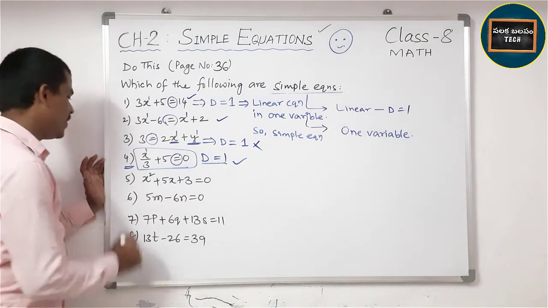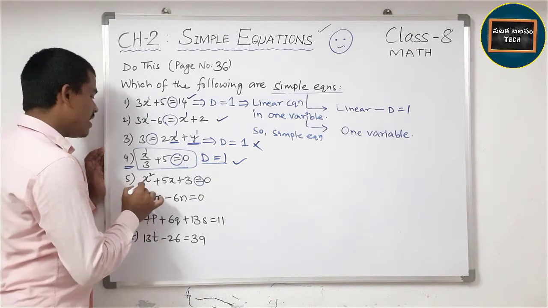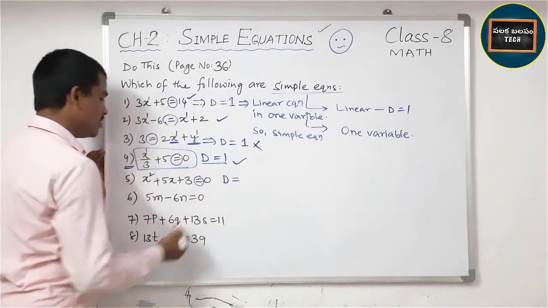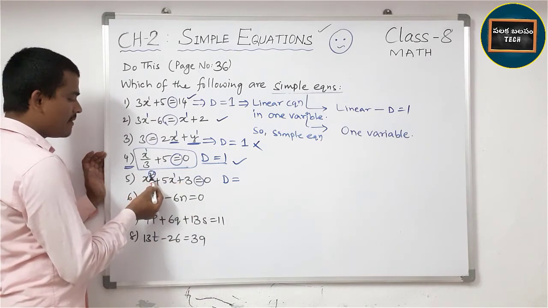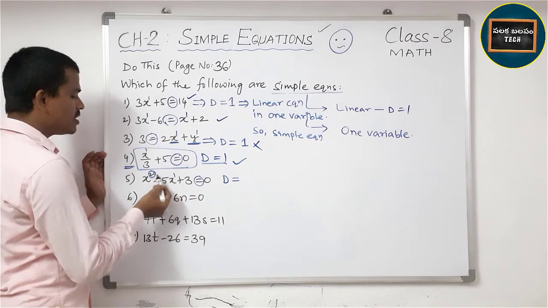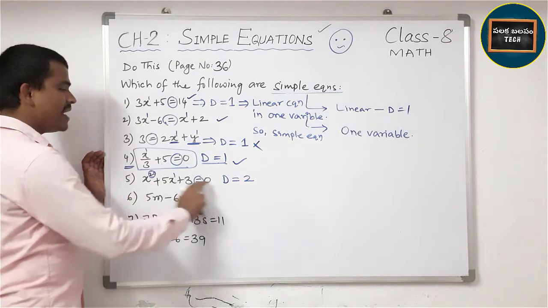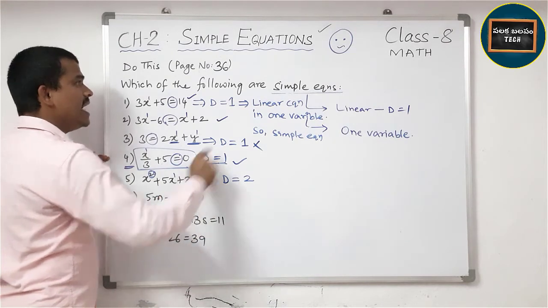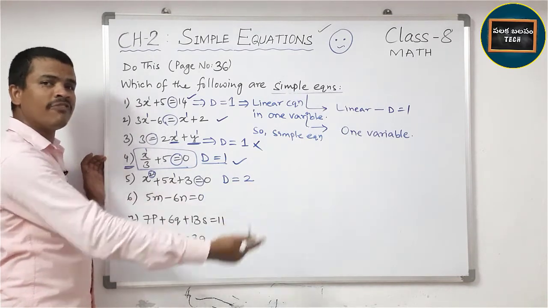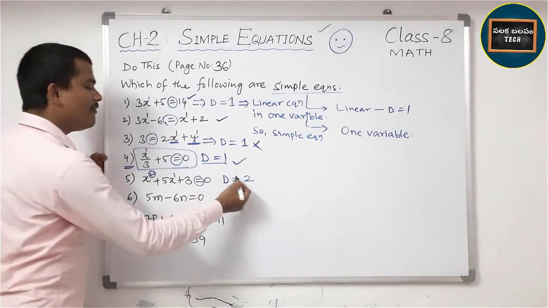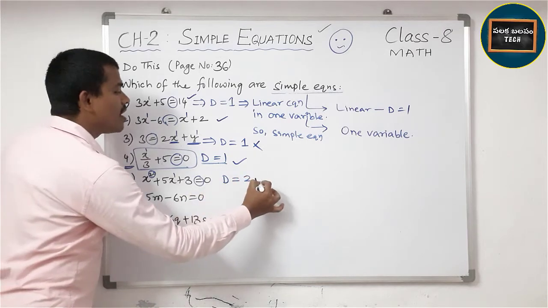Yes. Now let us see the fifth question. It is an equation. Yes. Now what is the degree of the equation here? The degree of the equation is nothing but the highest power. So the powers are 2 and 1. In these two powers, 2 is the highest power. So the degree of the equation is 2. So it is not a simple equation. Why? Because the degree is 2. Whenever the degree of an equation is 2, it is called a quadratic equation.